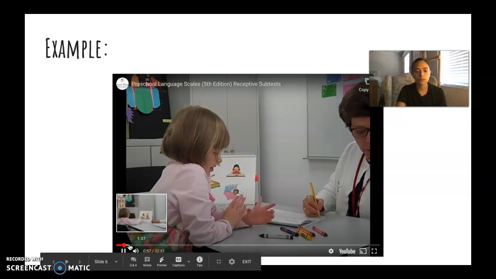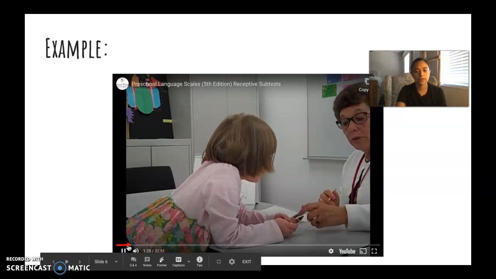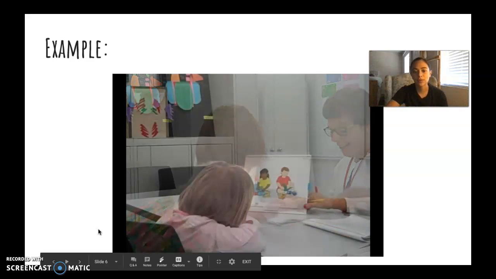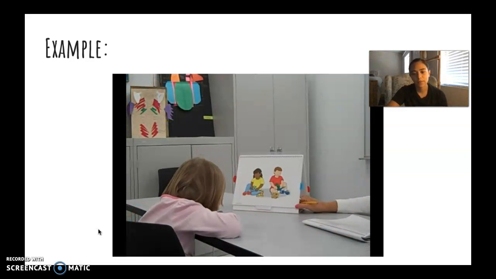Give me the purple one. You know that one? It's brown.